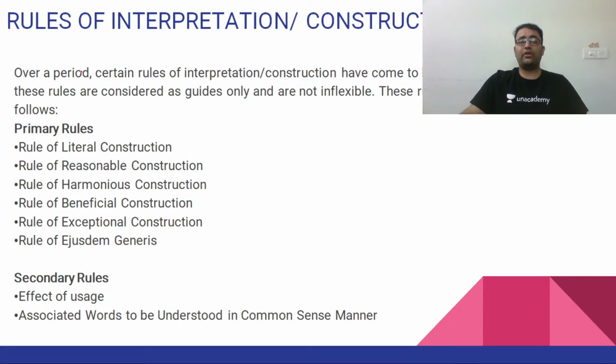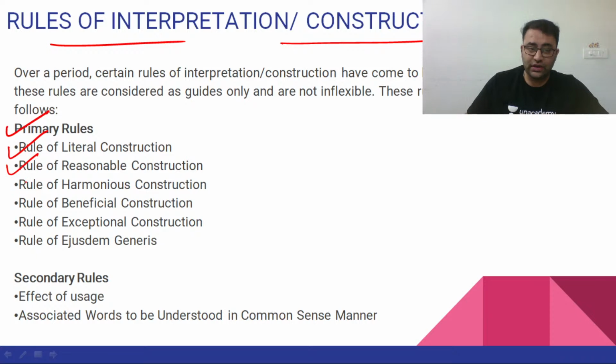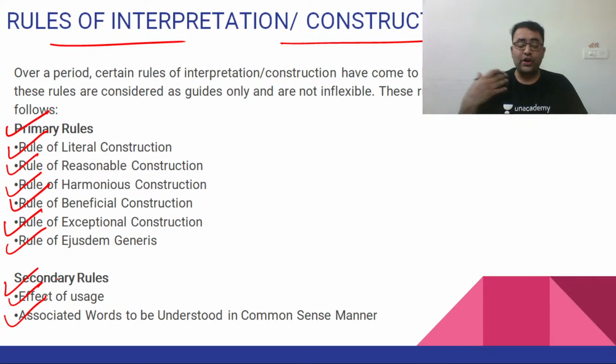Now let's look at the rules of interpretation or construction. Over a period, certain rules of interpretation and construction have come to be well recognized. However, these rules are considered as guidelines only and are not inflexible. These rules can be broadly classified as primary rules, that is the rule of literal construction, rule of reasonable construction, rule of harmonious construction, rule of beneficial construction, rule of exceptional construction, and the rule of ejusdem generis. Then we have secondary rules, that is the effect of usage, and associated words to be understood in a common sense manner. So these are your primary and secondary rules which are normally employed while interpreting statutes or laws.